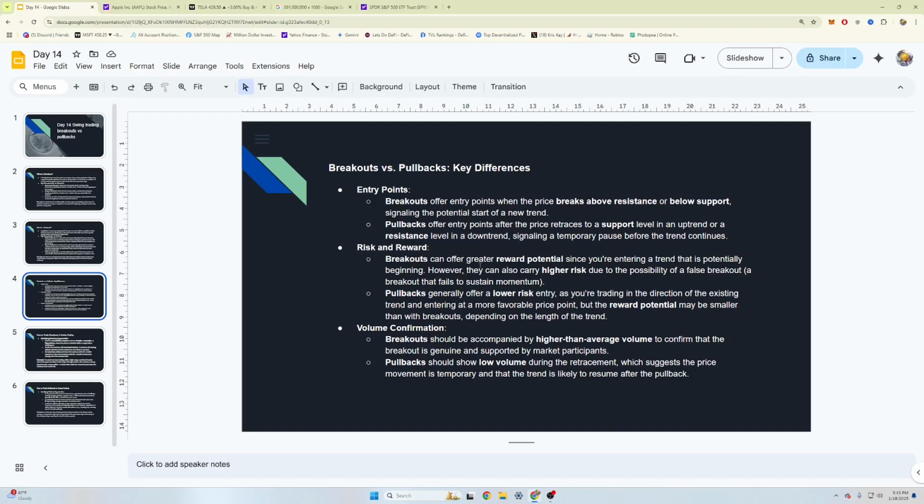Risk reward. Breakouts can offer greater risk reward potential since you have entered a trade that's potentially beginning. However, they can carry higher risk due to the possibility of a false breakout or a breakout that fails to sustain momentum. That is true.